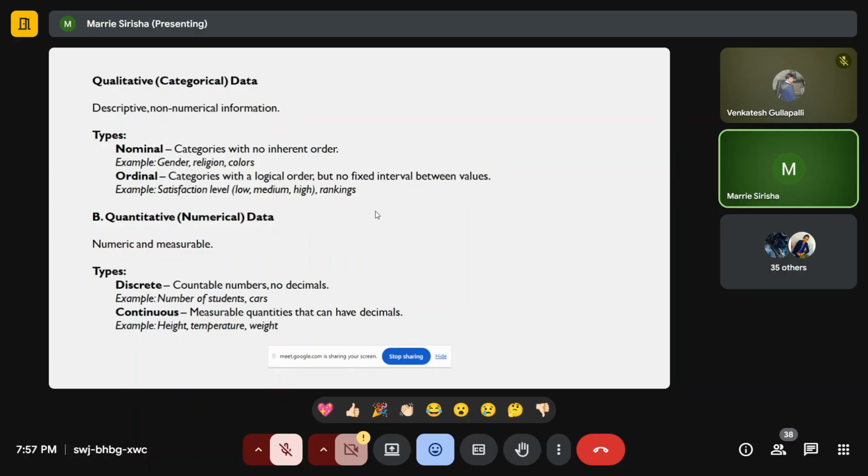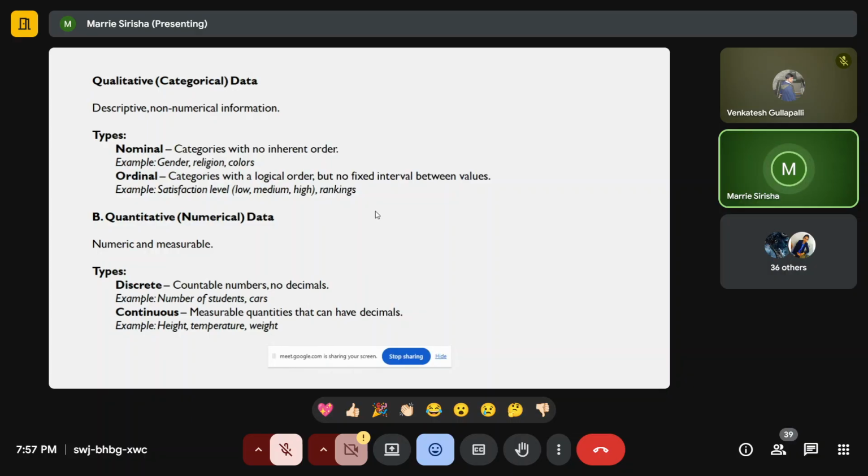In gender, male can come first or female can come first. There is no rule that male must come first and female next. Same with religion, same with colors. Black can come, white can come. There is no order that white should come first and black next, right? So that is what the definition says: categories with no inherent order. That means it has no order.